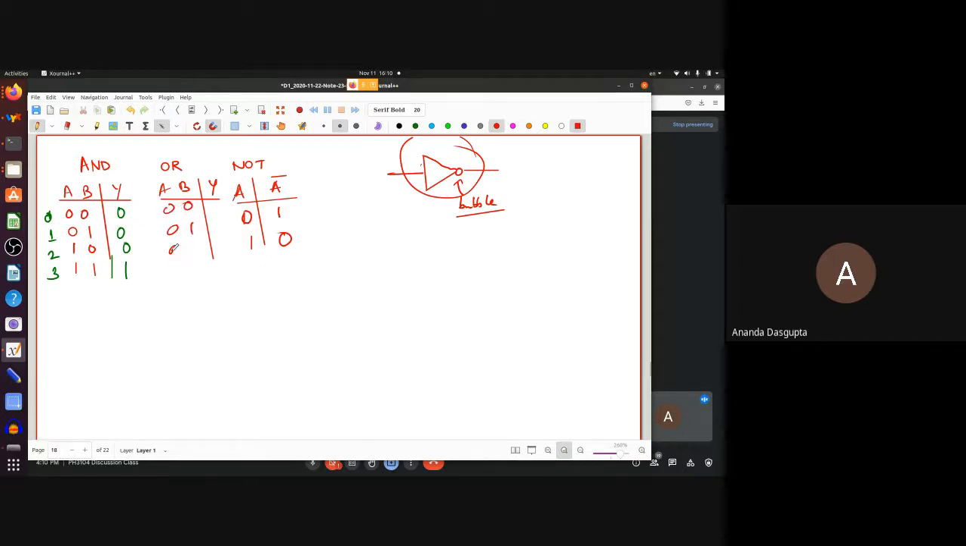Again, the inputs will come in this order. And the output in this case will be 0 only if both inputs are 0. For all the other 3 cases, it will be 1. So when we say A or B, we actually mean either A or B or both. So when any of these 3 combinations are high, you get all 3 highs.